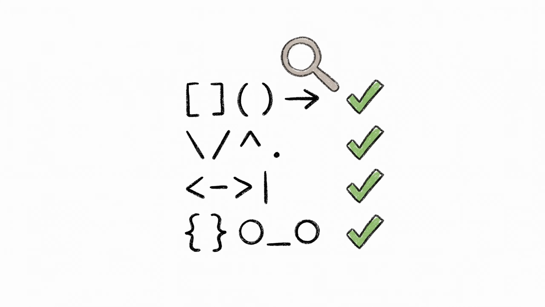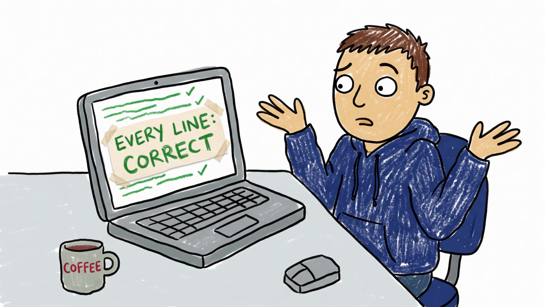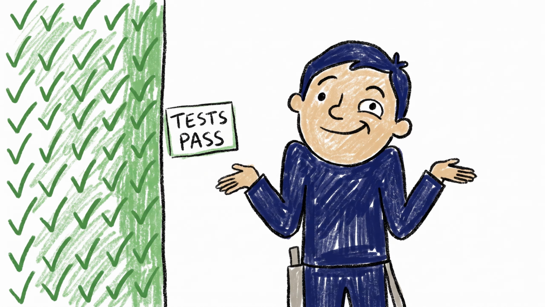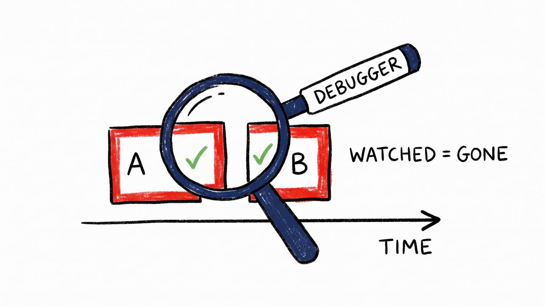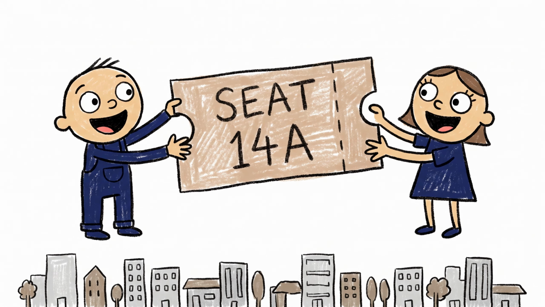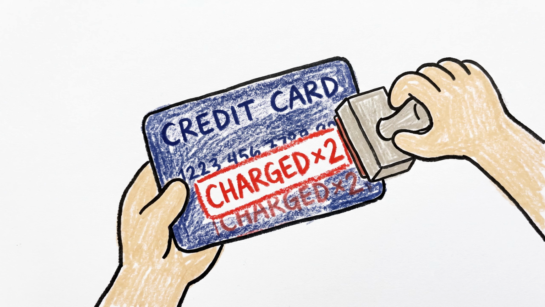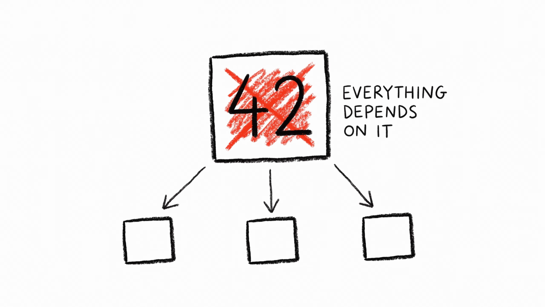That's what makes it so hard. There's no single broken line to point at. Read the code, and every line is correct on its own. Your tests pass because they almost never hit the overlap. You can't reproduce it because it never runs the same way twice. And the moment you reach in to watch, it slips away. Meanwhile, it's out there handing the same seat to 2 people, charging a card twice, or quietly corrupting a number that everything else depends on.